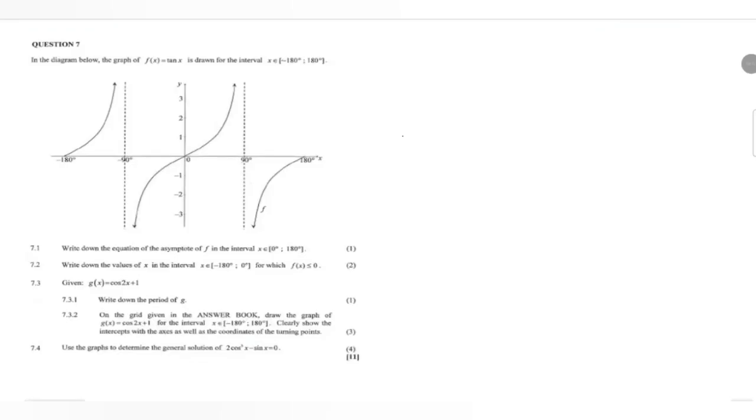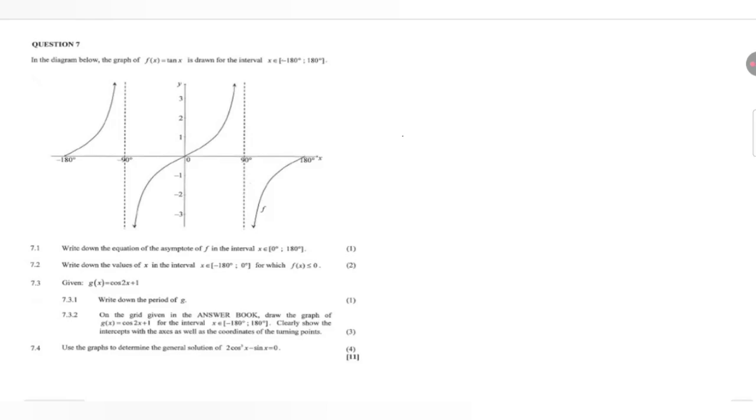Okay, learners, now we are moving to question number 7. It's normally a trigonometric graph. You can see sine graph, cos graph, tan graph. Those are the important trigonometric graphs. Here you can see the asymptotes are there, which means this one is a tan graph, isn't it?